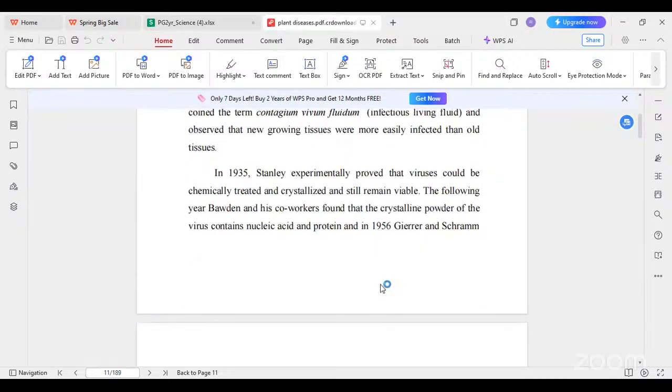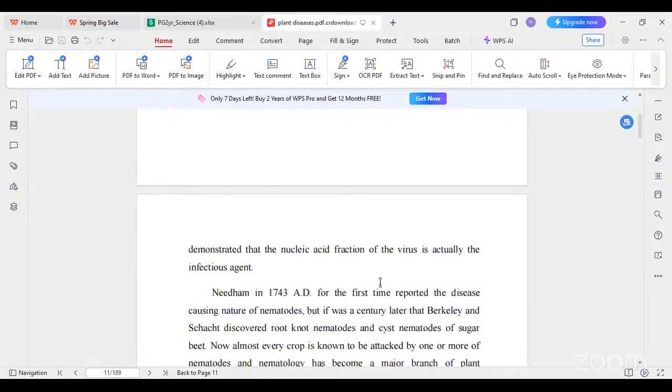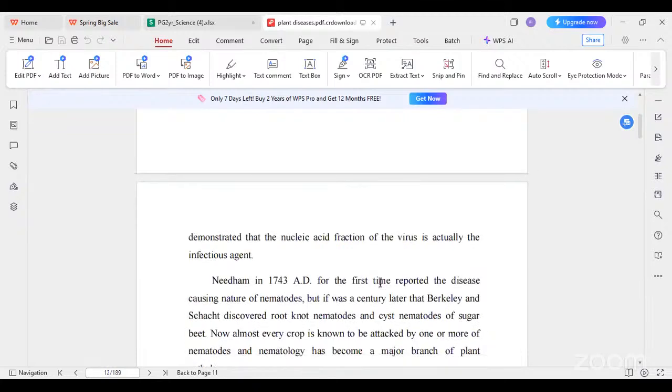In 1935, Stanley experimentally proved that viruses could be chemically treated and crystallized and still remain viable. The following year, Bawden and his co-workers found that the crystalline powder of the viruses contains nucleic acid and protein. And in 1956, Gierer and Schramm demonstrated that the nucleic acid fraction of the virus is actually the infectious agent.